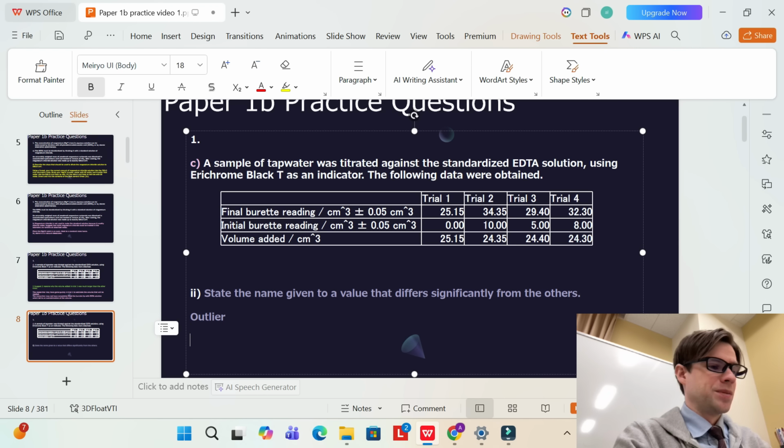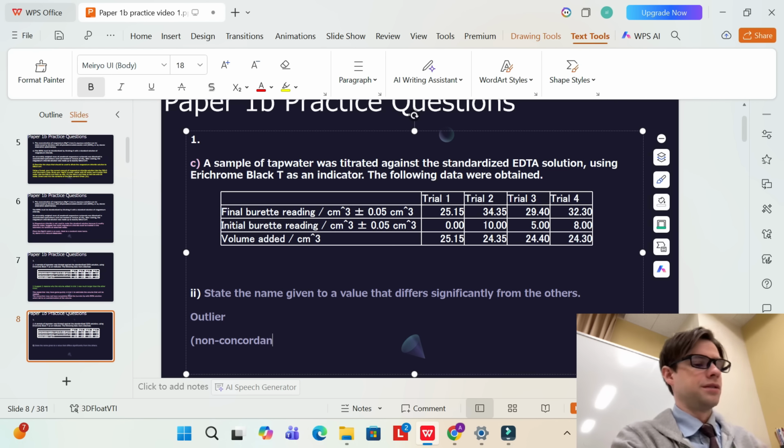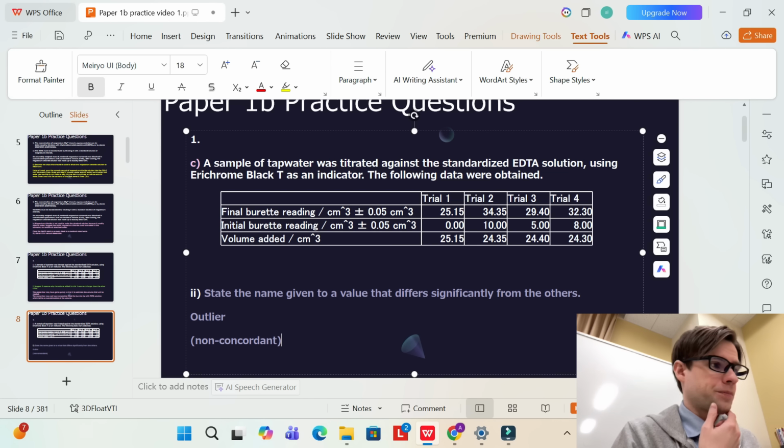There are a couple other acceptable answers, I think, like non-concordant. Concordant means in agreement with each other, and for titrations, it's usually within 0.1 milliliter of the other readings. So trial 1 would be non-concordant. It's almost 1 milliliter different. But 2, 3, and 4 are concordant with each other. They are within 0.1 of trial 4, for example.